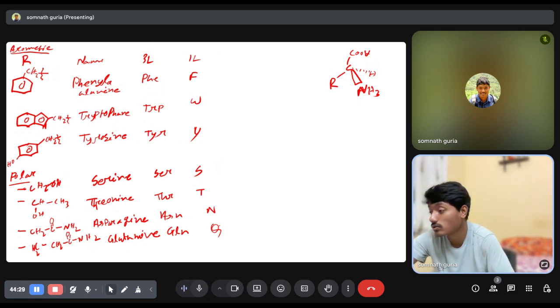Now we have some polar groups with the aliphatic chain, which is sometimes OH and sometimes an amide. One is serine, threonine, asparagine, and glutamine. These are the polar ones. The aromatic ones are phenylalanine, tryptophan, and tyrosine.